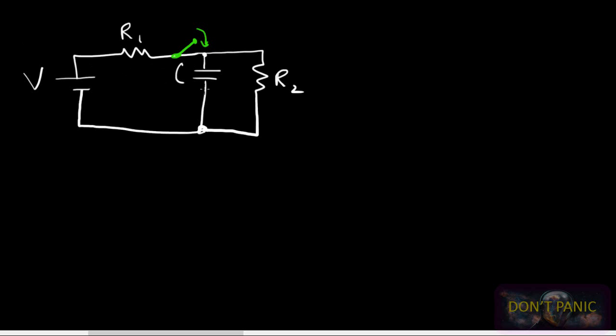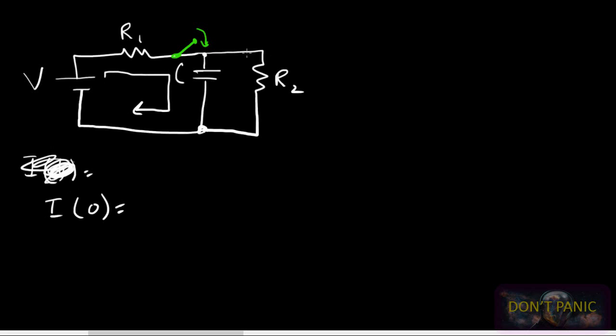So initially, since this capacitor has no charge on it, it's not going to block the current at all. It's going to let the current flow, so essentially it acts like a short circuit. Okay, so at time t equal to 0, current at time t equal to 0 is going to be only in this part of the circuit.